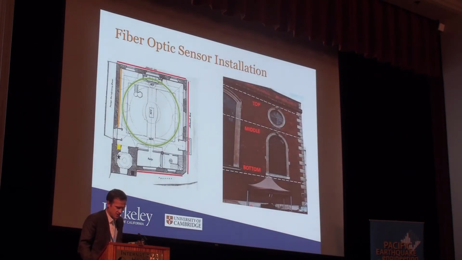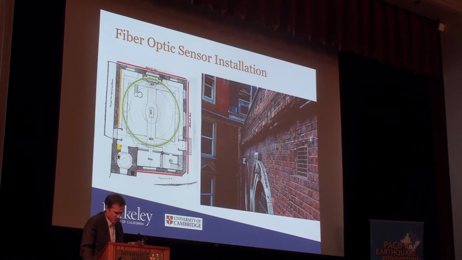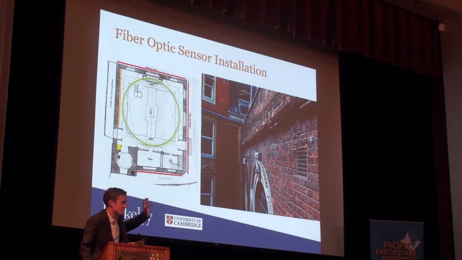So again, here's our installation. Here you can see the installation being placed. And here's a little bit better of a close-up. In this case, since the building is there already, we clamped our cable at intervals of about 2 meters to the building. So we're getting strain measured, averaged over 2 meters, all the way around the outside of the building.